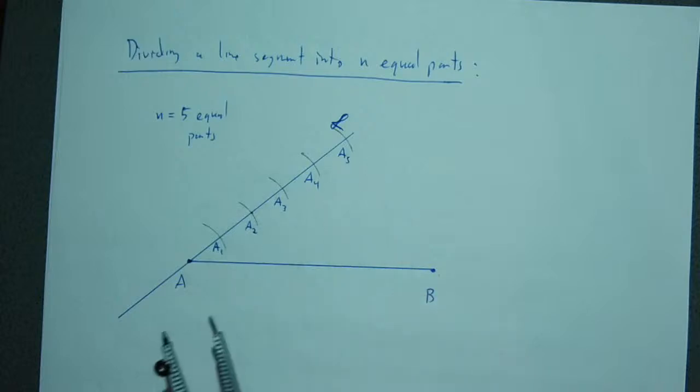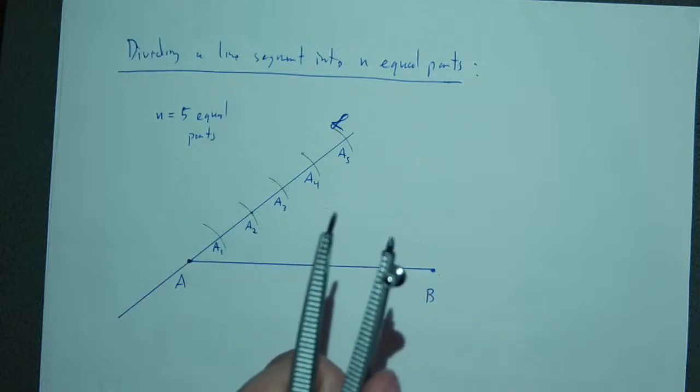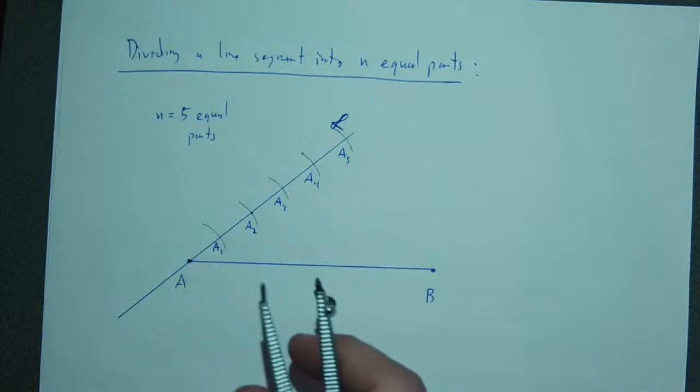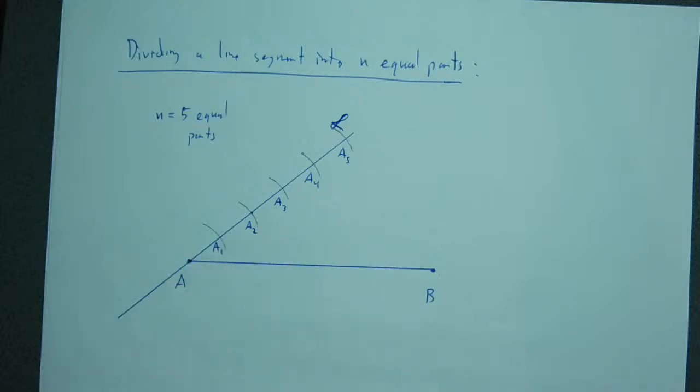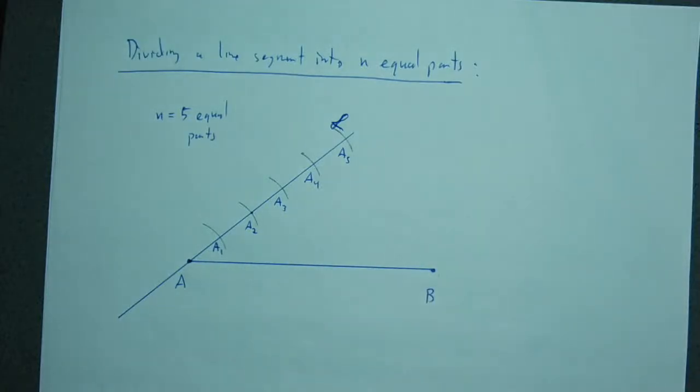If you wanted to do this really conveniently, you could have specified this compass distance to be smaller. But of course, if you needed more room here, you could also extend L. So what do I do here? What do I do next?